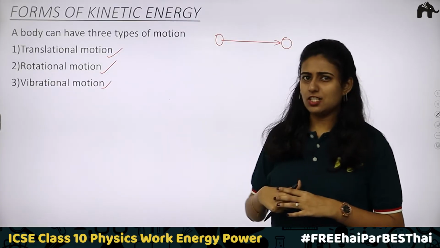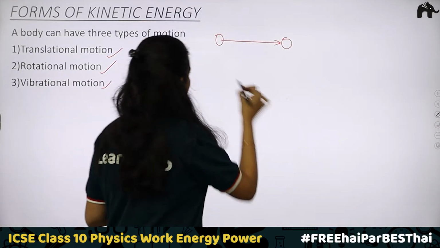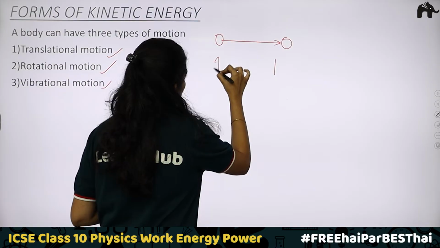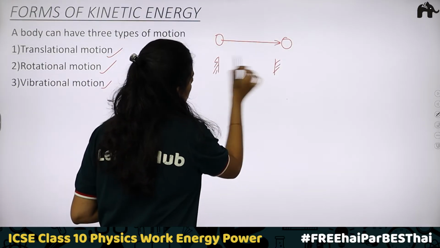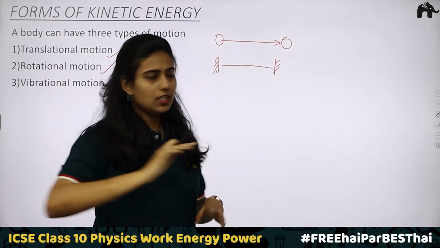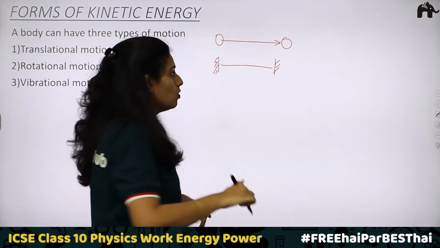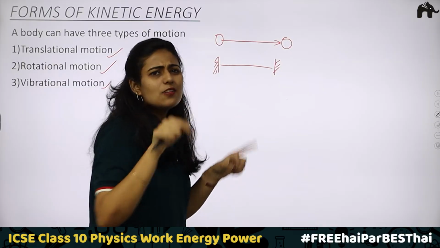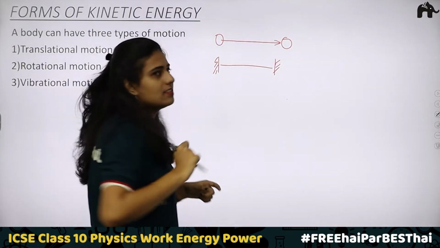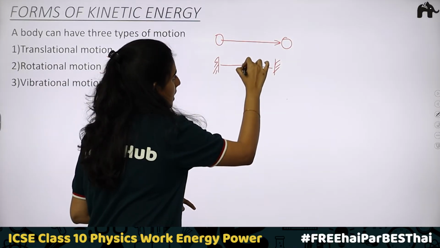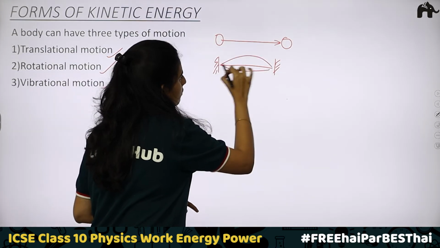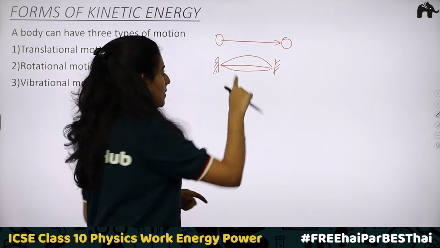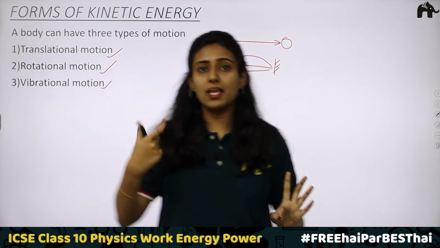Then you have vibrational motion. What is vibrational motion? If you have a string which is attached on both sides to rigid supports, and suddenly you pluck the string, as in the case of a violin, what happens? It starts vibrating. It will have to and fro motions, and finally it will come to rest. This type of motion is called vibrational motion.